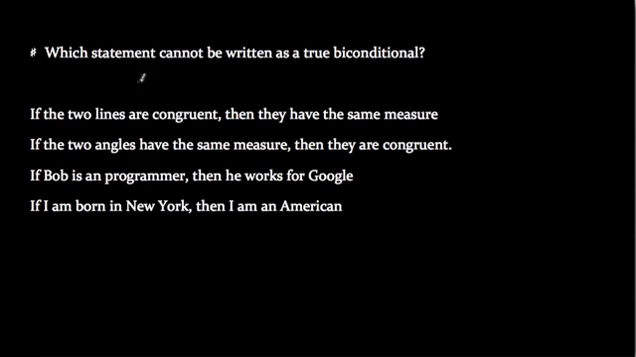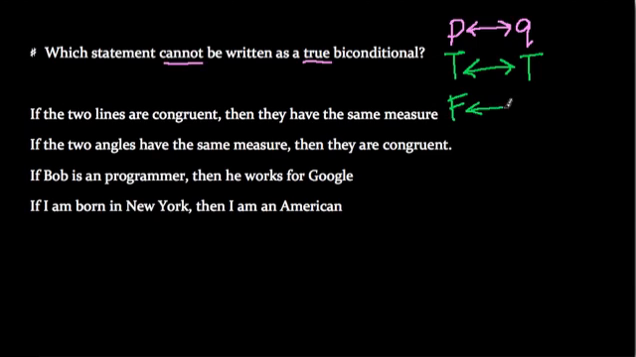Okay, so here the question is, which statement cannot be written as a true biconditional? A true biconditional means that the truth value of one statement guarantees the truth value of the other. For example, this is usually written as P if and only if Q, and it just means if P is true, that must mean that Q is also true. And the reverse, if P is false, then that guarantees that Q is also false. So one guarantees the other.